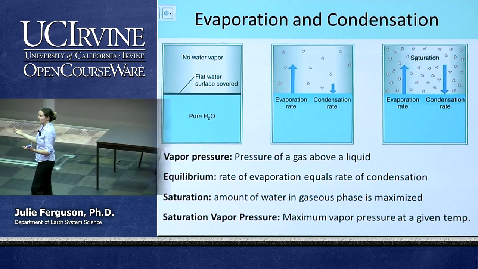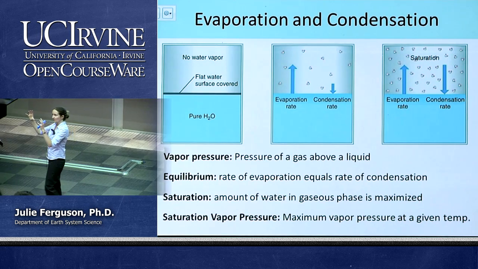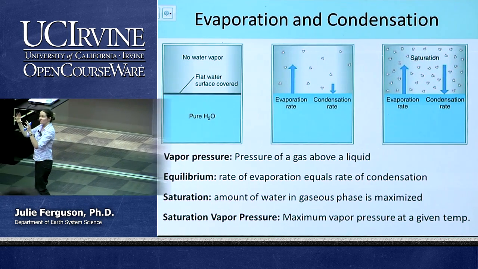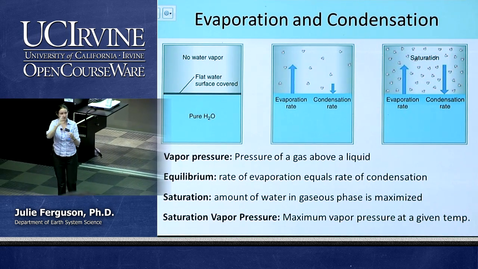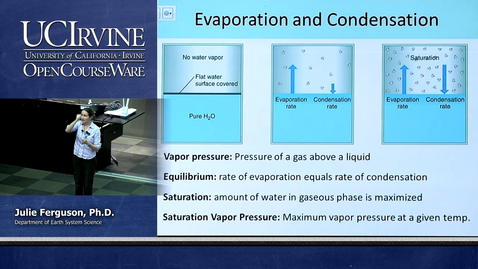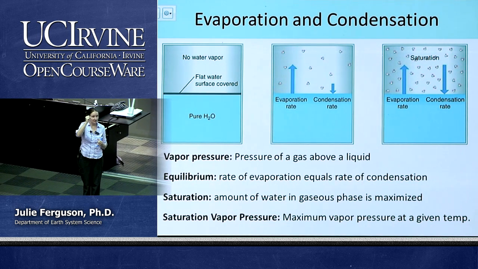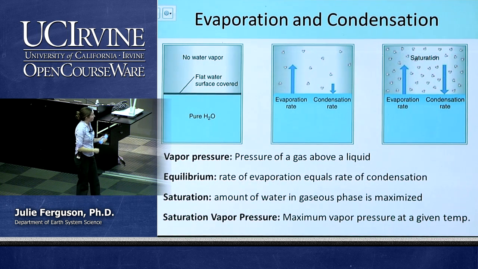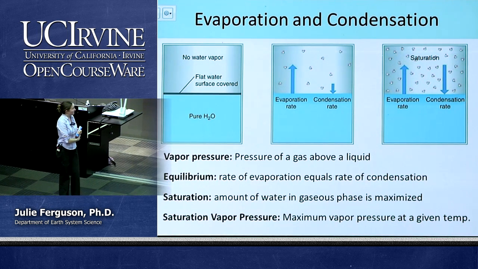As we increase temperature, do you think we can get more water vapor molecules in there or less? More. We've got those molecules, they have more energy, they're escaping more rapidly from the surface. Okay, so we get higher evaporation rates, we can get more water vapor molecules in that airspace.